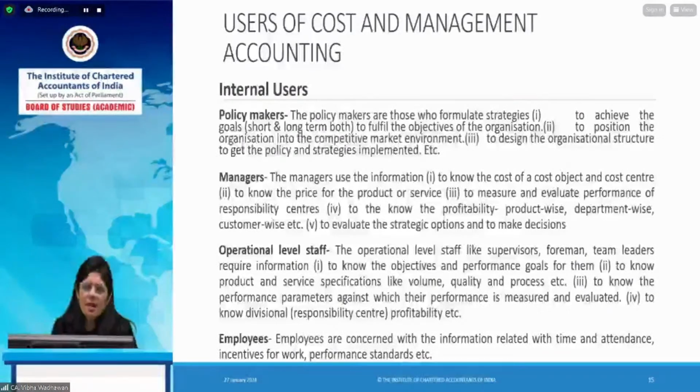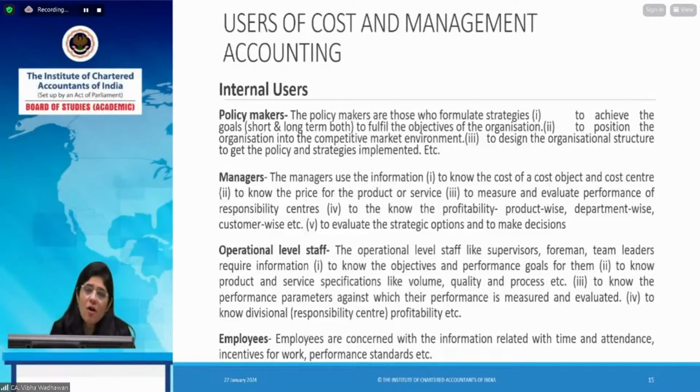Operational level staff who are on the floor, supervisors, foremen, team leaders, who actually work on the product or service, need to know the objectives and performance goals, what is expected out of them. Clear? To know product and service specifications. So it gives them information on how the product is to be made, which type of raw material to be used, how much is to be used, and in which machine this has to be processed. So all this operational information is also given to them.